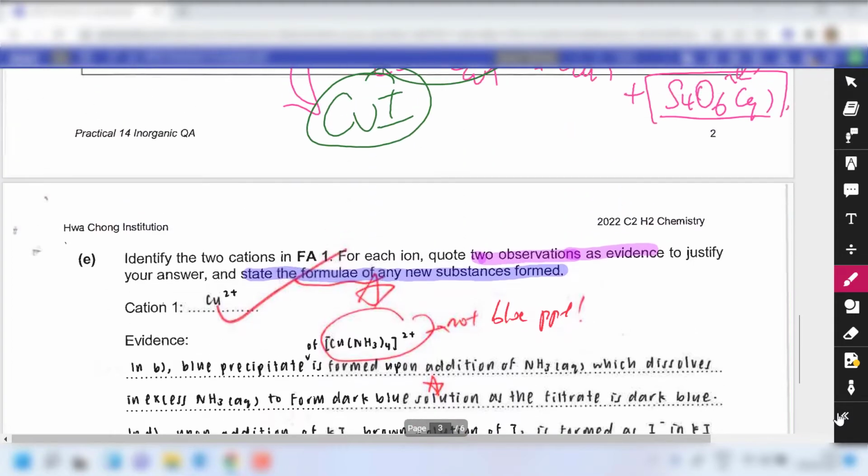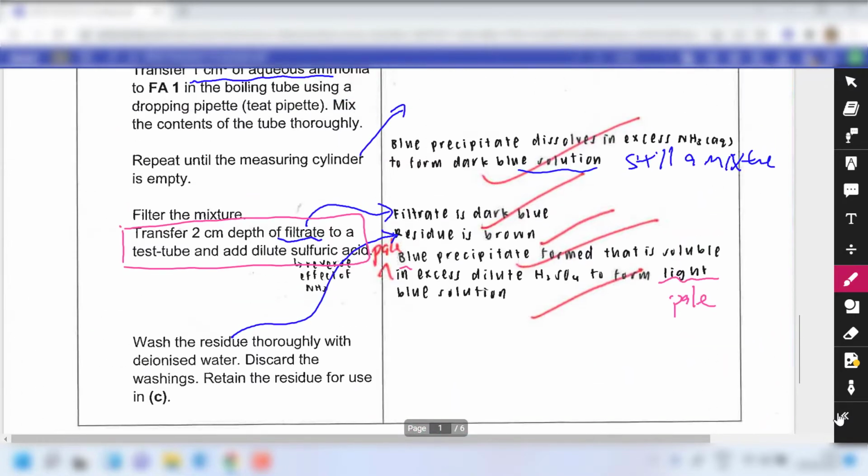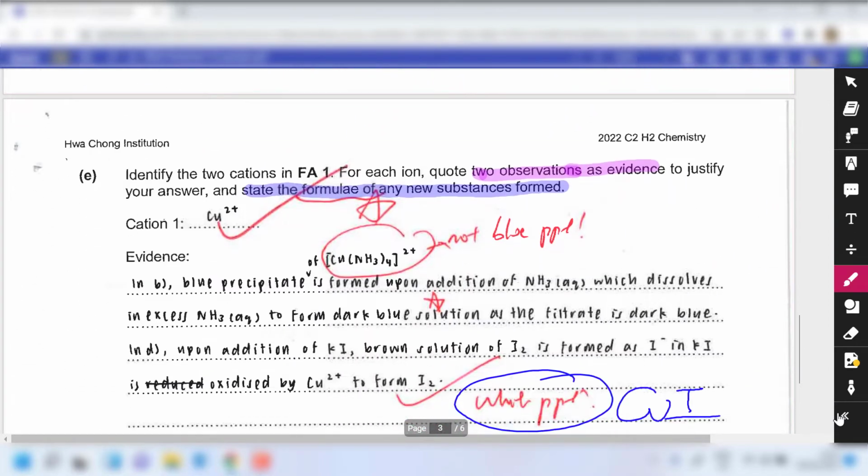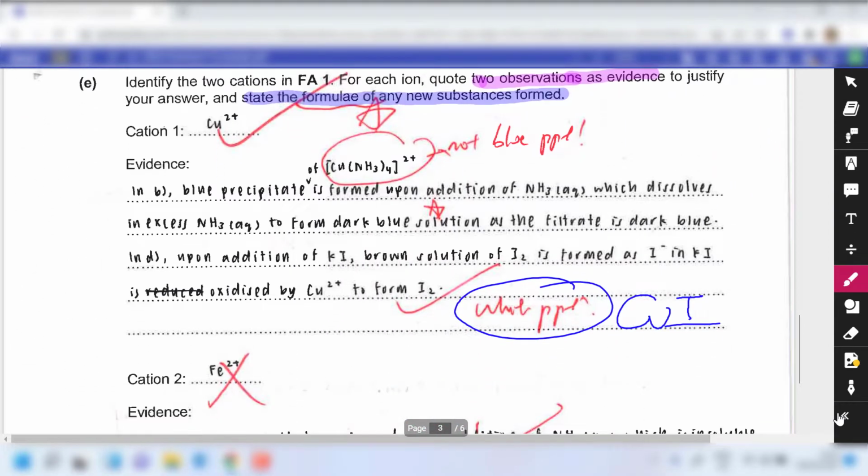The other part which you can potentially explain is the filtrate, which is dark blue in color. This is characteristic of the formation of the tetraammine copper 2 complex. This is responsible for the dark blue solution. So the tetraammine copper 2 complex is responsible for the dark blue solution.